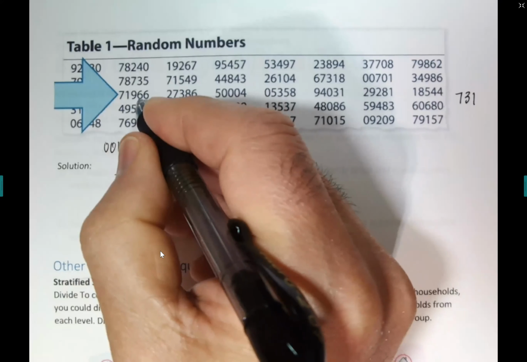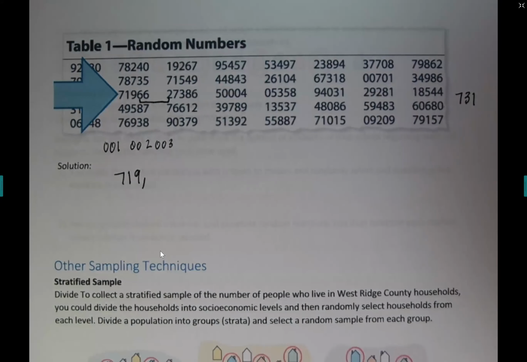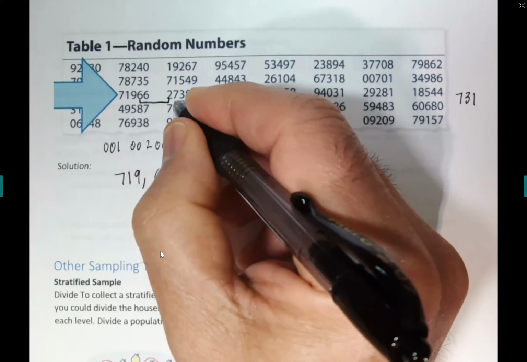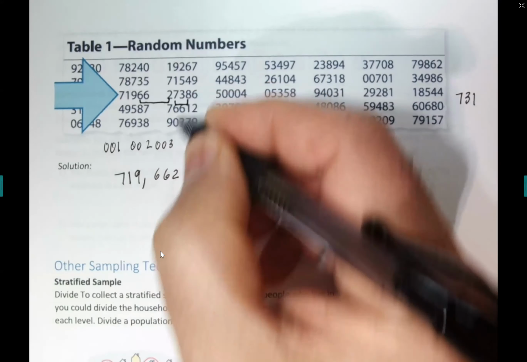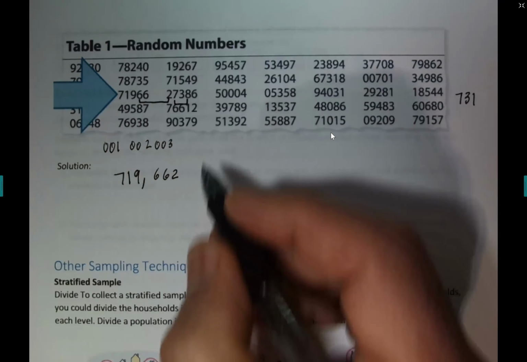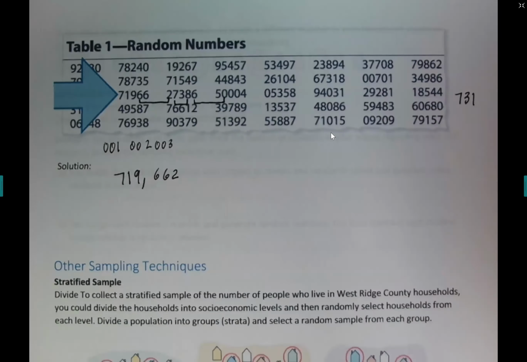Okay, let's go to the next 3. 662. Yeah, there is a student with this number. Let's do this one. What about 738, guys? Do we pick the student, or is there no student with number 738? No. So we go to the next one. 650. Yeah, there is a student.